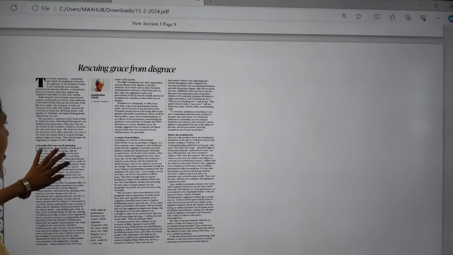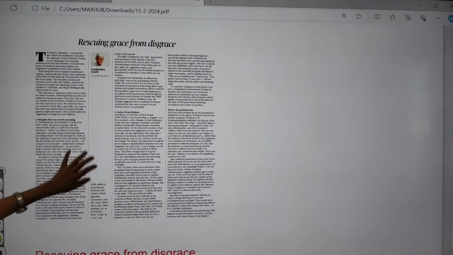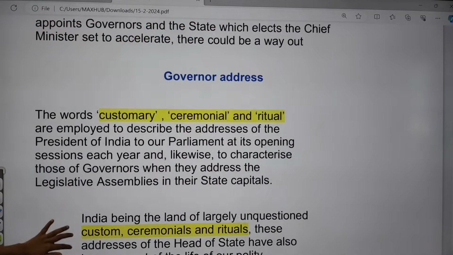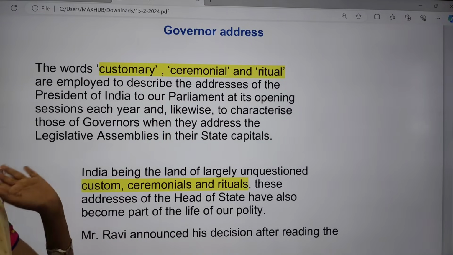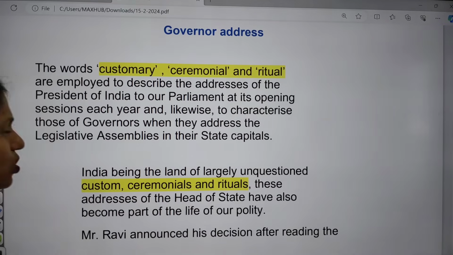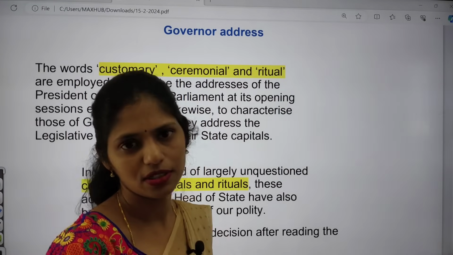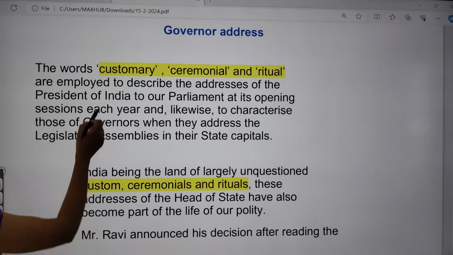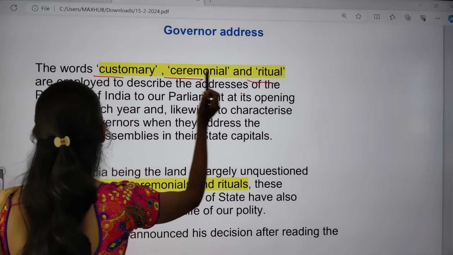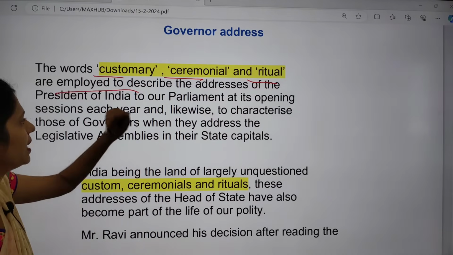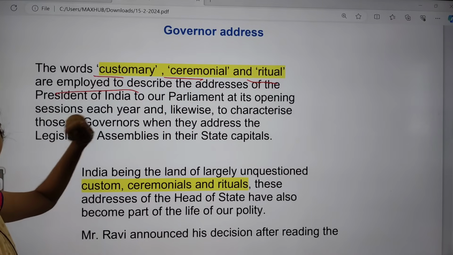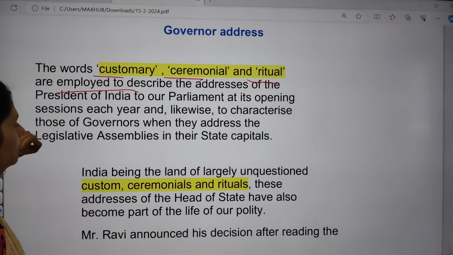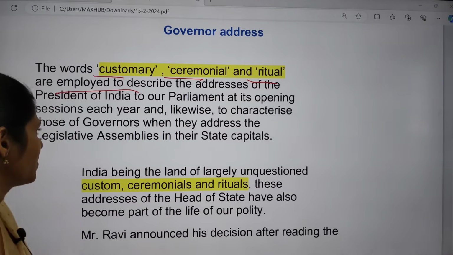And the next topic is about rescuing grace from disgrace. Now let us see this topic. It is about the governor's address. You know about this topic, right? We already discussed it in the last class, and two days ago also. The words customary, ceremonial and ritual are employed to describe the address of the President of India to our Parliament, and also the governor's address to the Houses of the state.